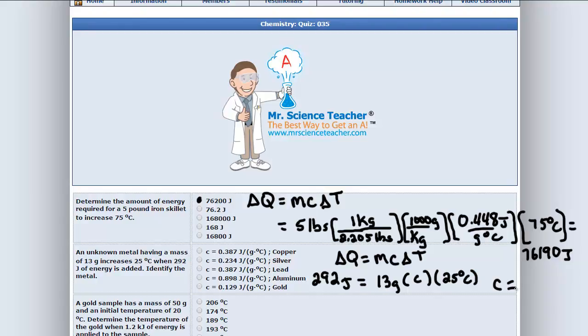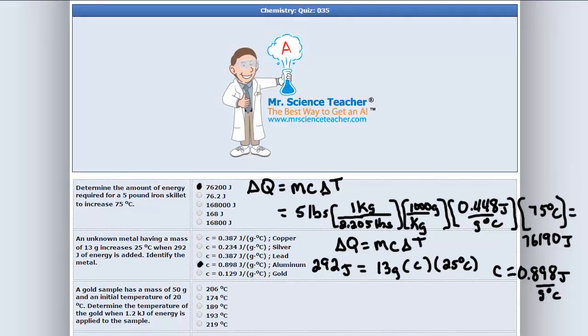So that's going to be 292. Divide that by 13, divide that by 25, and we get 0.898, and that's going to be joules per gram degrees Celsius. 0.898 joules per gram degrees Celsius. That's going to be aluminum.